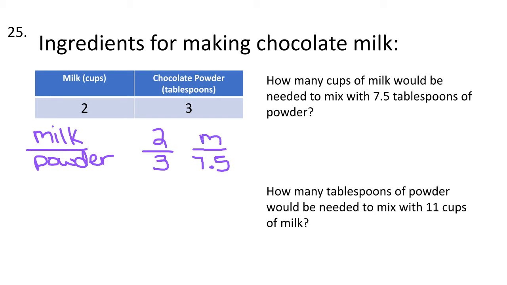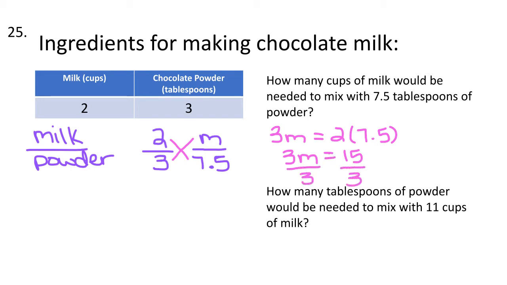This is a time to practice either what you know about fractions and writing equivalent fractions, or practicing your cross multiplying. And I'm going to cross multiply. I'm going to do 3 times m and 2 times 7.5. And my cross products are set equal to each other. 3m is equal to 15. And I'm going to solve this equation by dividing both sides by 3. And I find that I would need 5 cups of milk if I use 7.5 tablespoons of powder.